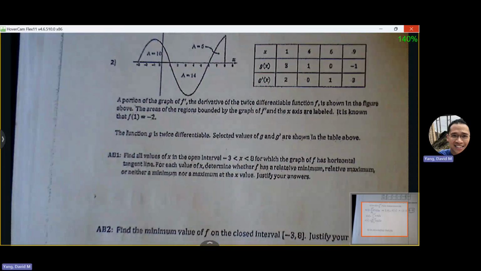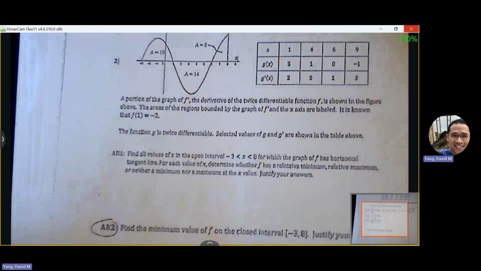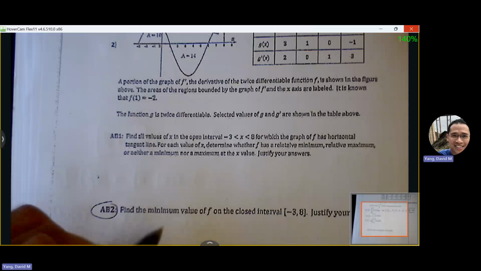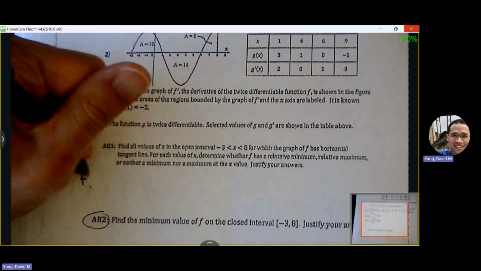Okay, determine relative max, relative min. Let's just create a slope sign line. I really want us to get to part 2, but before we do that, let's just create a slope sign line so we can actually find our critical points. So I'm going to create my slope sign line here.